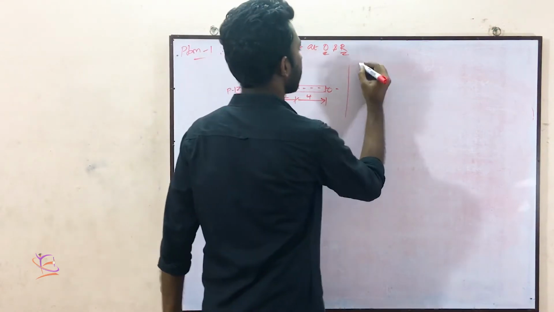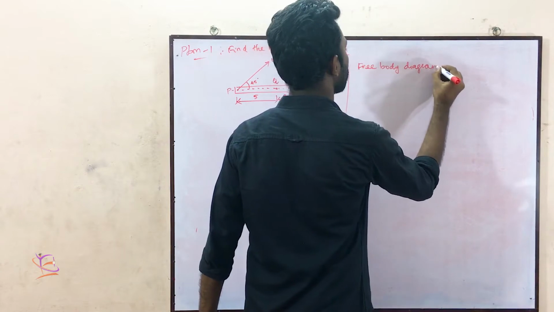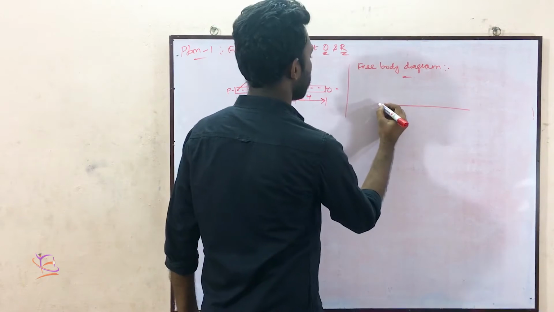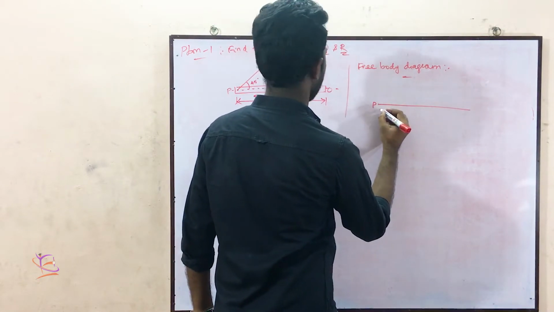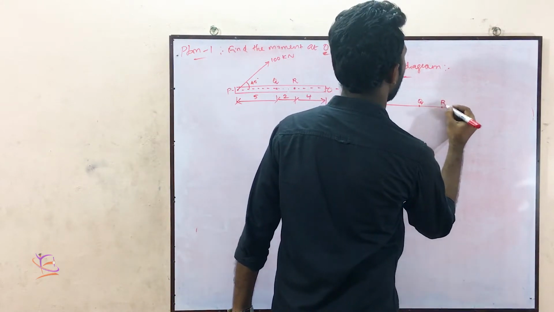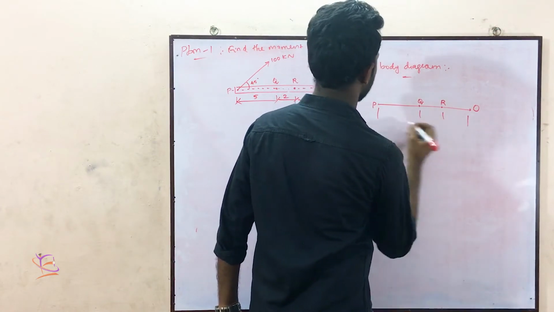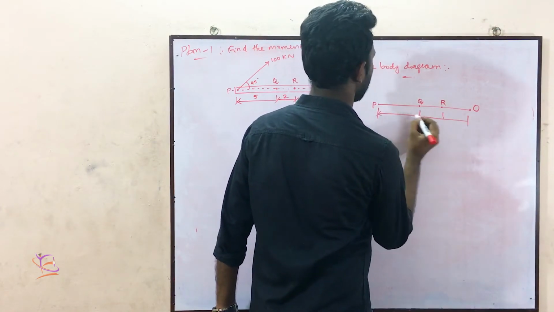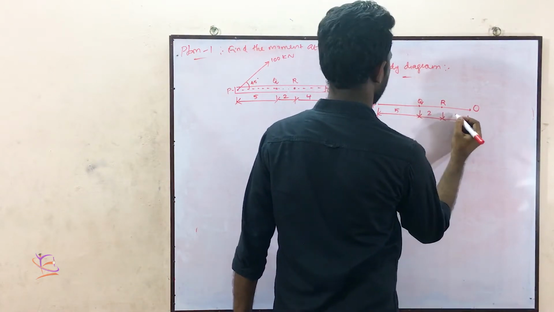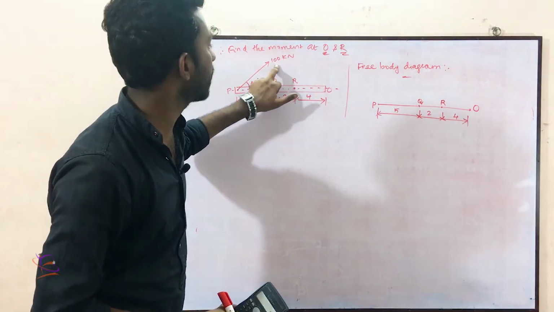Here we can draw the free body diagram. The free body diagram will be a line, with the points P, Q, R and O, with distances 5, 2 and 4. Here an inclined force of 100 kilonewton is acting.